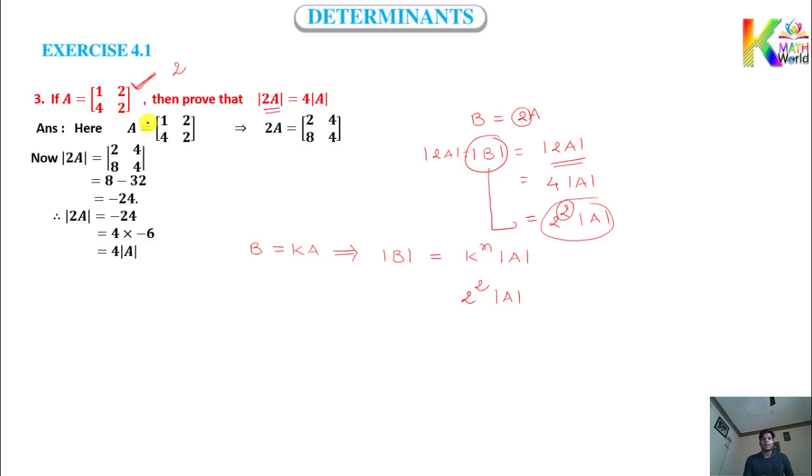Whatever the scalar got multiplied, that scalar is in the base, while whatever the order of the matrix, that order will move in the exponent. You can see the same thing in the next question also. See the next question. I'm going to rub this right now.